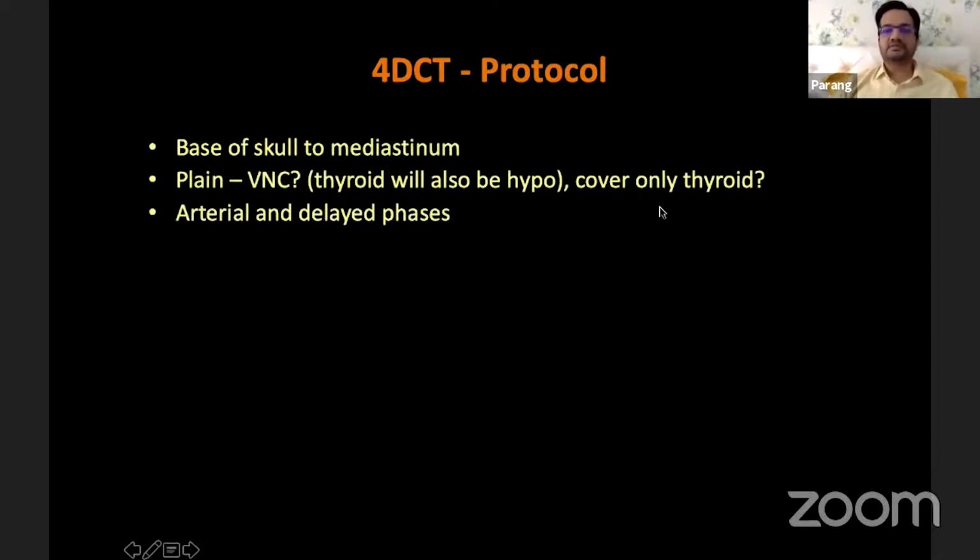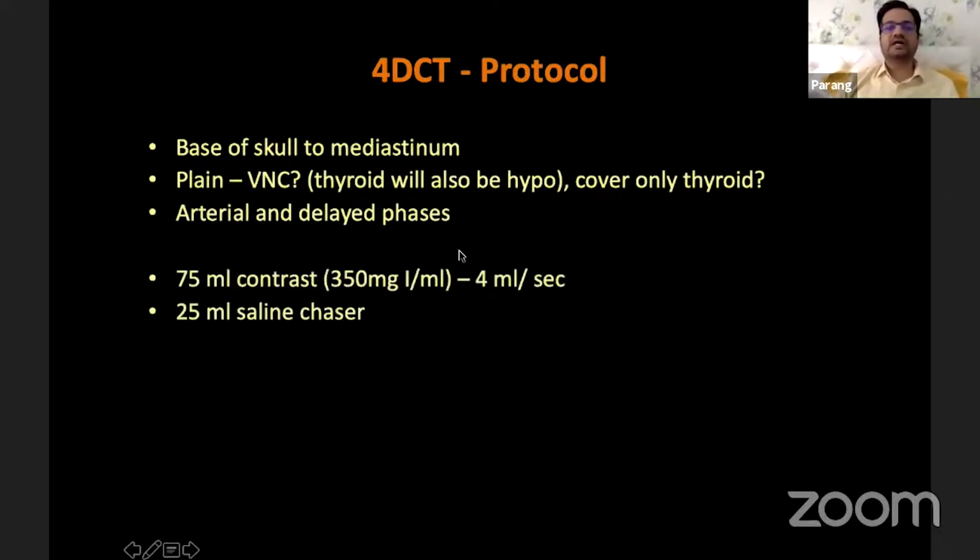And some people, to reduce radiation dose, advise to cover only the thyroid region, because that is our only purpose of the plain study, to make sure that the lesion is different from the thyroid gland density. But that is also not going to help you much, because thyroid is our main concern as long as the radiation is concerned. So we end up doing plain in all the patients mostly. And then we do the arterial and delayed phases.